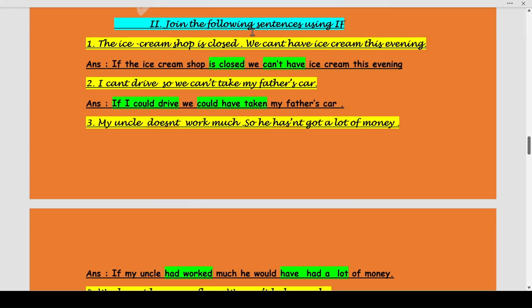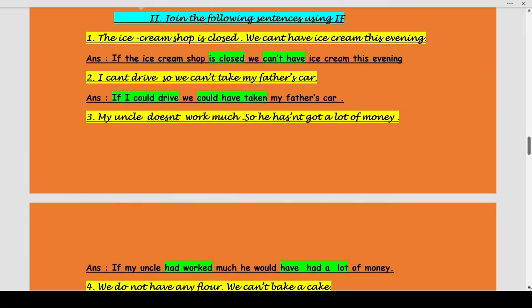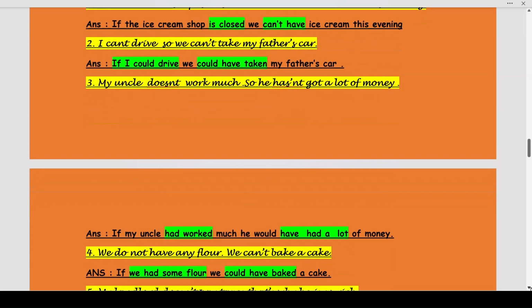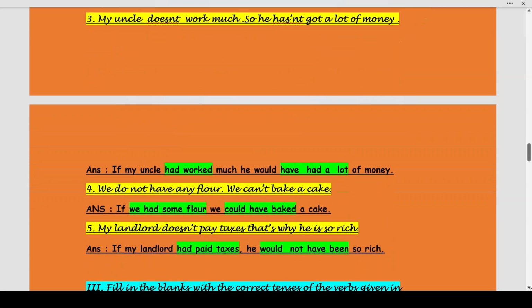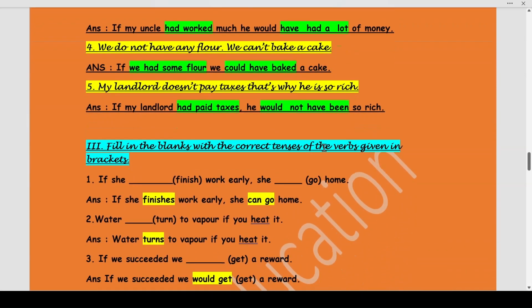Now, see, students, these sentences are given. We have to put a conditional kind of clause with these sentences to join them with if. Now, my uncle doesn't work much, so he hasn't got a lot of money. Now, what will be the answer? If my uncle had worked much, he would have got a lot of money. We do not have any flour. We can't bake a cake. If we had some flour, we could have baked a cake.